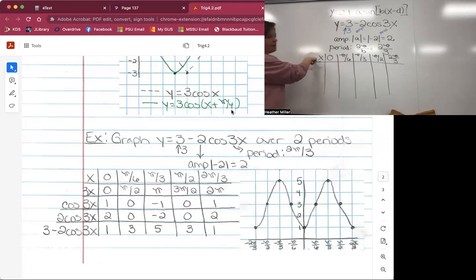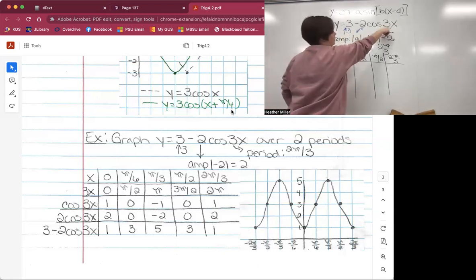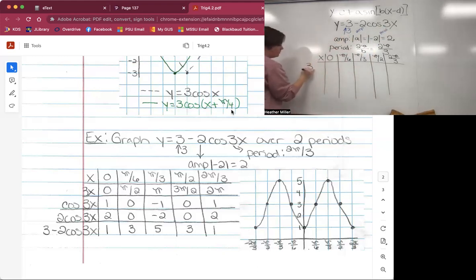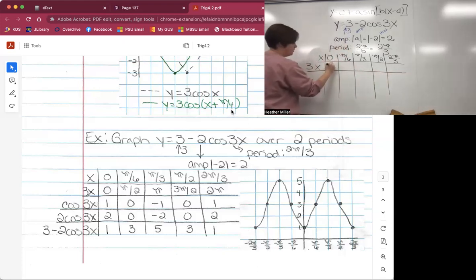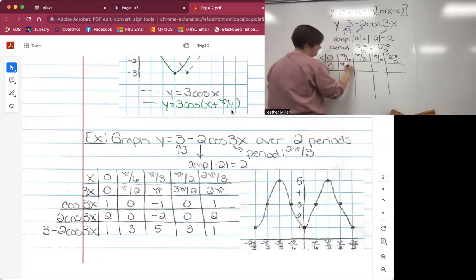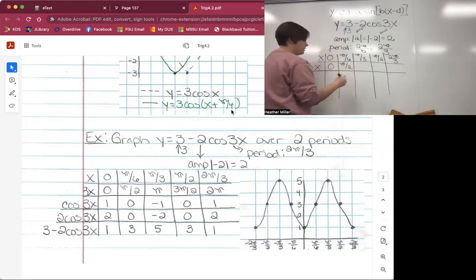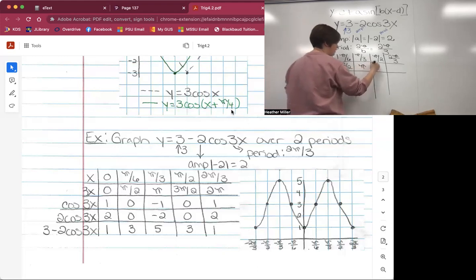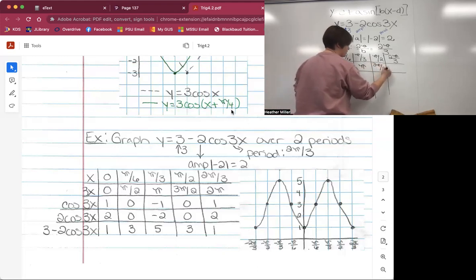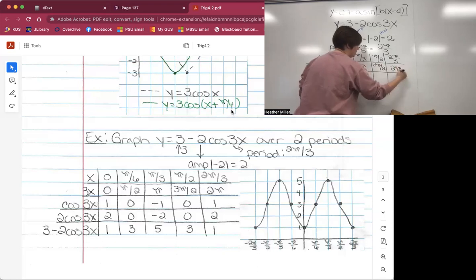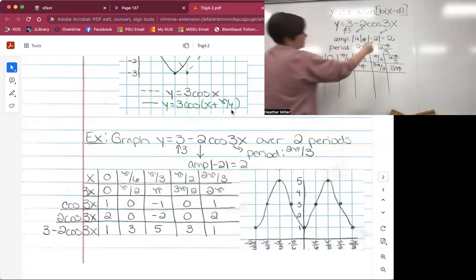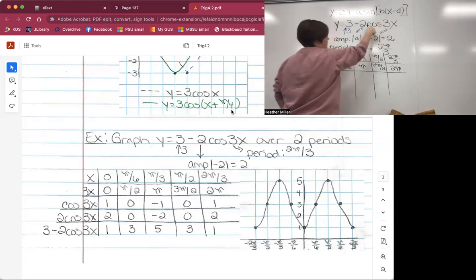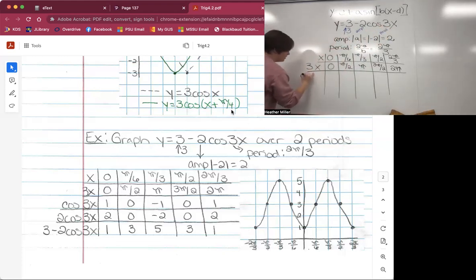So now the next step would be to find our 3x. Well, 3 times 0 is 0. 3 times pi over 6 will be pi over 2. 3 times pi over 3 is pi. 3 pi over 2, and then 2 pi. So we've done x, we did 3x, so next we're going to do cosine of 3x.